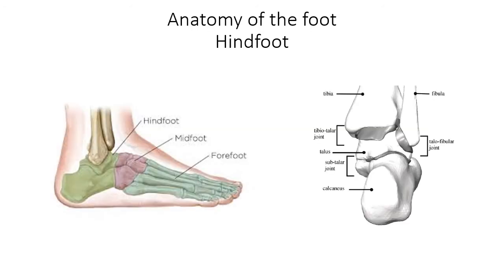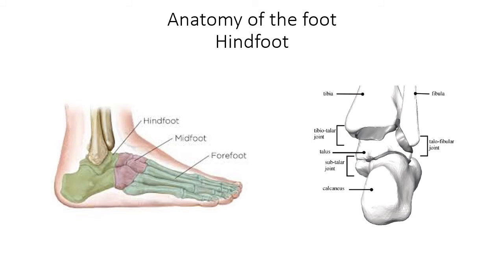The foot is composed of 3 regions: the hindfoot, the midfoot, and the forefoot. The hindfoot is composed of the talus and the calcaneus, articulating with each other in the subtalar joint. The talus will articulate anteriorly with the midfoot with the navicular bone, and the calcaneus will articulate anteriorly with the cuboid bone.